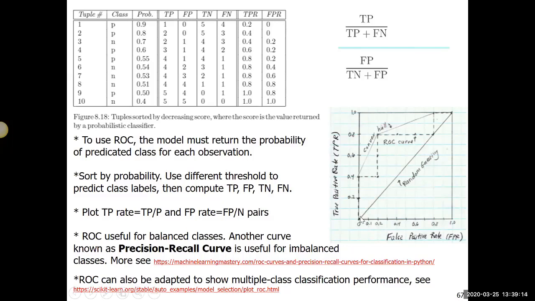If you convert your multi-class classification problem to multiple binary classification problems, you can continue to use the ROC curve, or you can do the averaged performance and use the ROC curve or precision-recall curve.